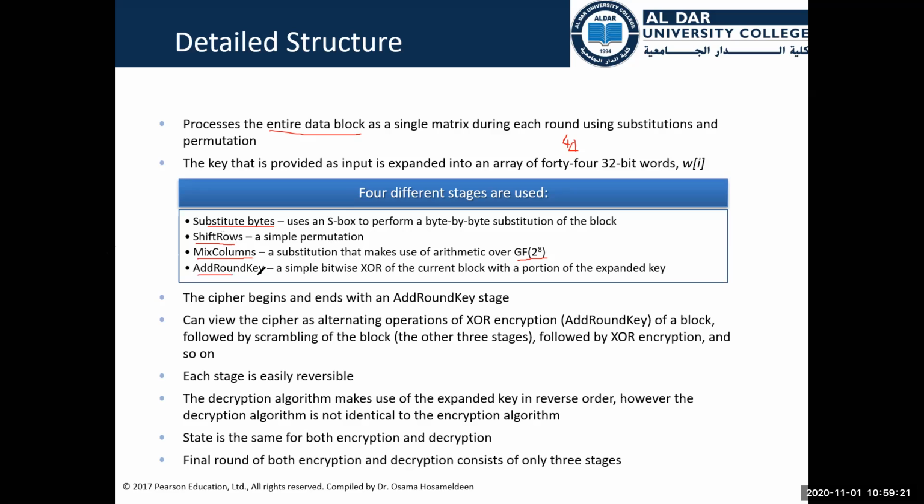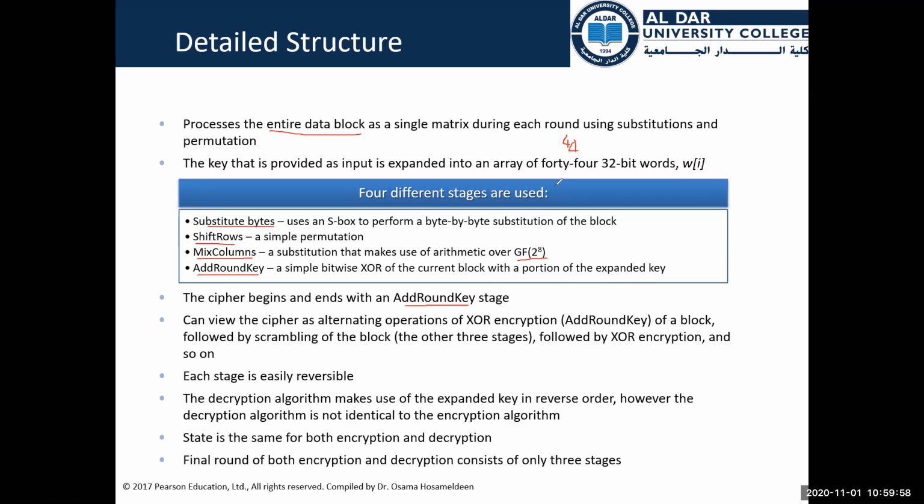And for the add round key, this is a simple bitwise XOR of the current block with a portion of the expanded key. We have the expanded key, we have part of the data, and we are going to use the XOR operation to get the result of this operation, add round key. We apply add round key as the last stage in each round. The cipher begins and ends with the add round key stage. We have to understand this.